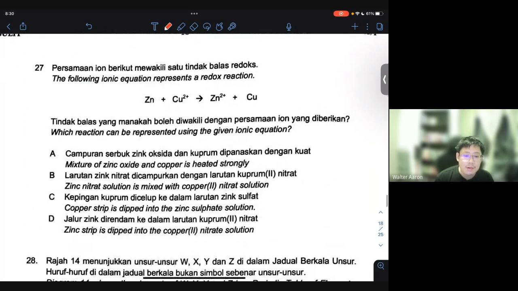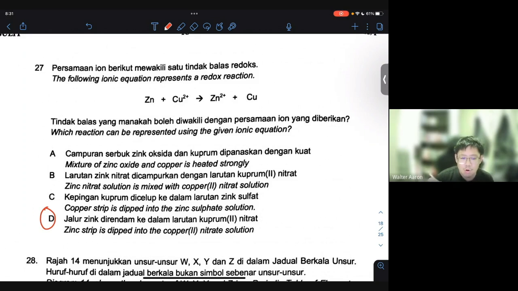27. The following ionic equation represents a redox reaction: zinc plus copper(II) ion gives zinc(II) ion plus copper. This is a displacement reaction. Which reaction can be represented by this ionic equation? Let's see. I would say D, because zinc is more electropositive than copper. So it has a more negative standard electrode potential value compared to copper.